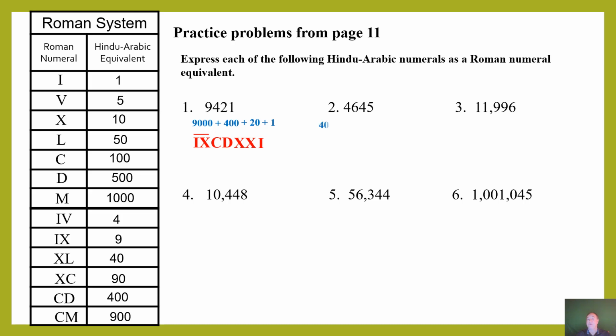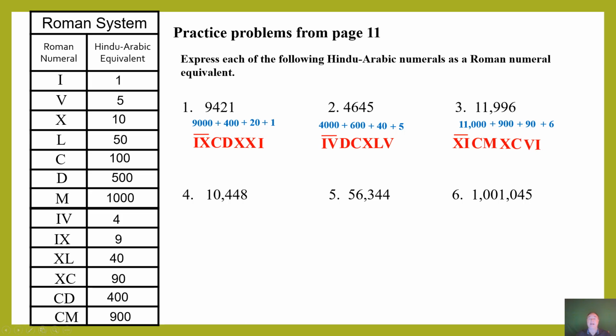Number 2, 4,000 plus 600 plus 40 plus 5. 4,000 is IV with a line above it. 600 is DC. 40 is XL. And 5 is V. Number 3, 11,000 plus 900 plus 90 plus 6. 11,000 would be 11 times 1,000 plus 900 is CM plus 90 is XC plus 6 is VI.